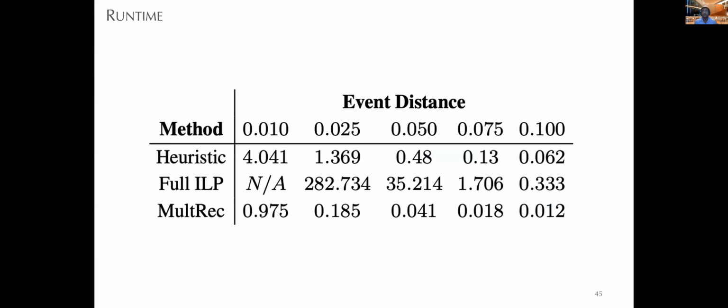So here I'm showing the runtime savings we get from using our heuristic. And we're comparing our heuristic again, both against running the full ILP and against running multirec, the segmental duplication approach. So the full ILP scales poorly at smaller event distances, and we were not actually able to complete within, I think, 24 hours at the lowest event distance.